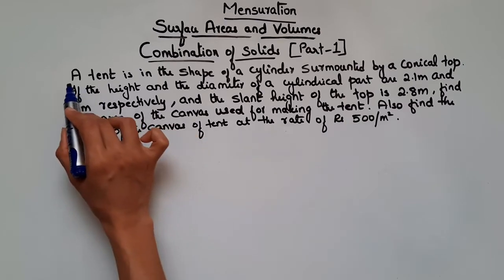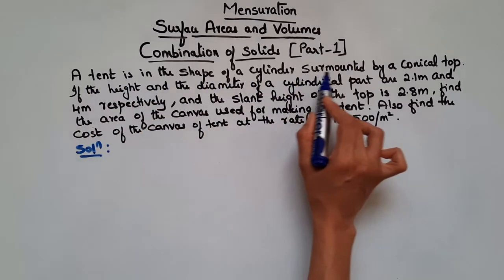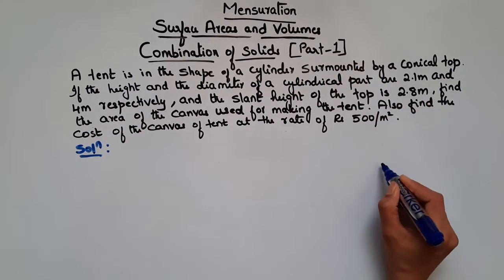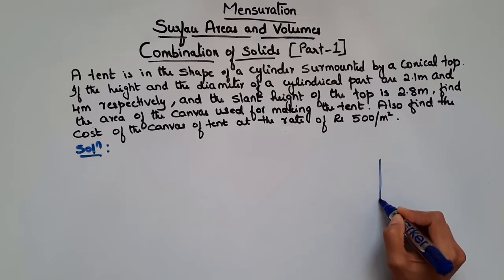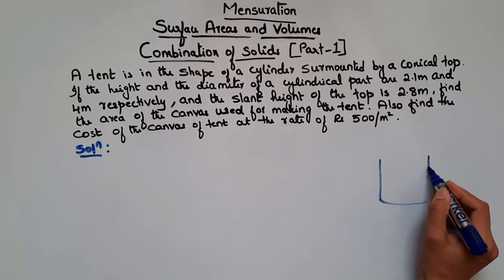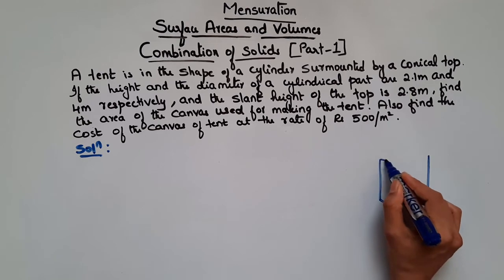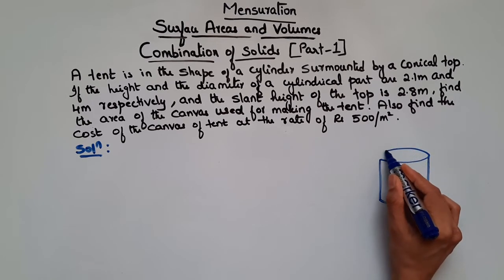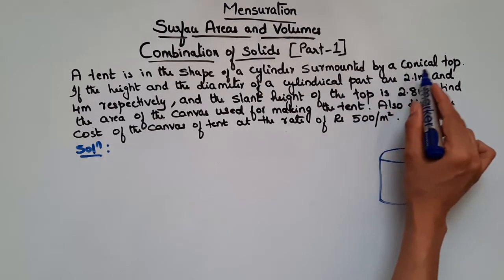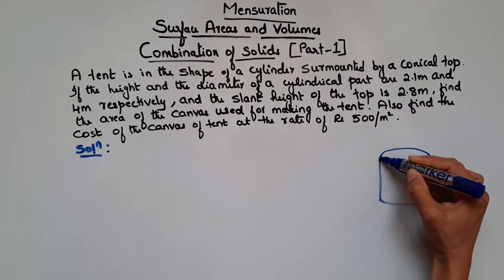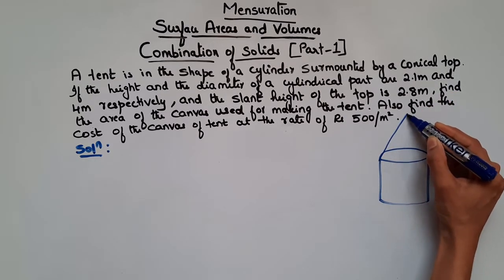So here it says a tent is in the shape of cylinder surmounted by a conical top. So we have a tent which is in the shape of cylinder, surmounted by a conical top. At the top there is a conical top like this.